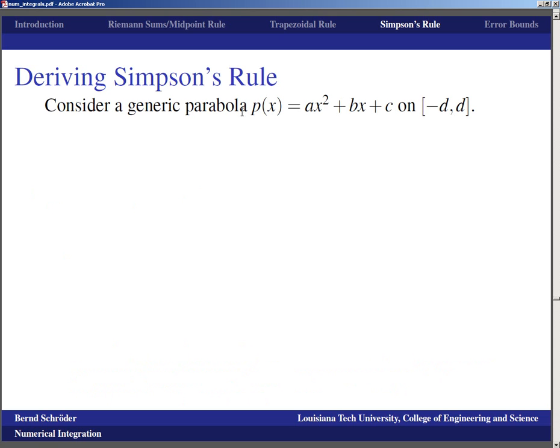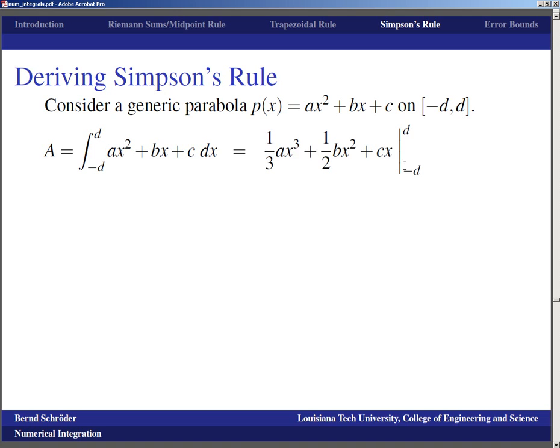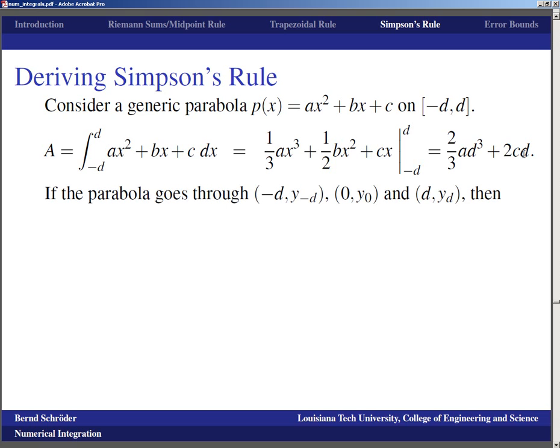Take a generic parabola, ax squared plus bx plus c, on an interval from negative d to d. If I want to integrate that, well, of course, I can do that. That's 1/3 ax cubed plus 1/2 bx squared plus cx from negative d to d. And when I evaluate that, I realize that the quadratic term is going to go away in the subtraction, and the other ones are going to double, so I end up with 2/3 ad cubed plus 2cd.